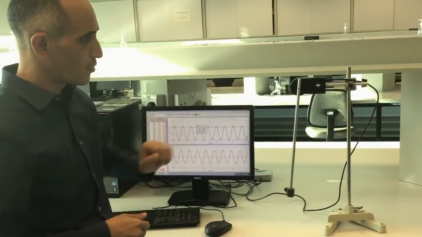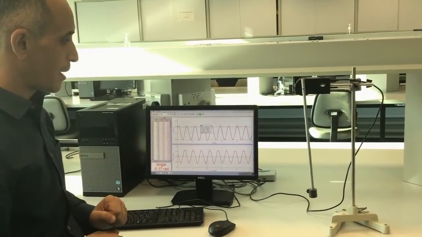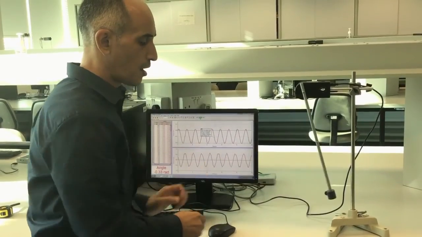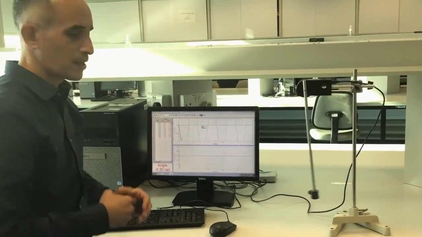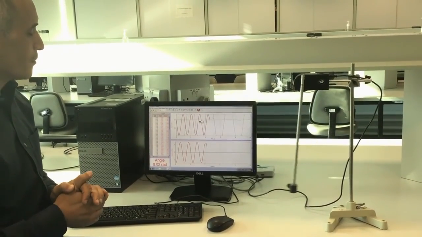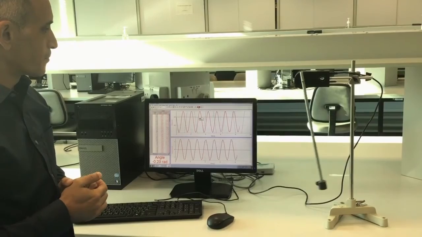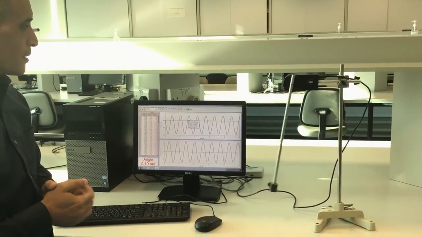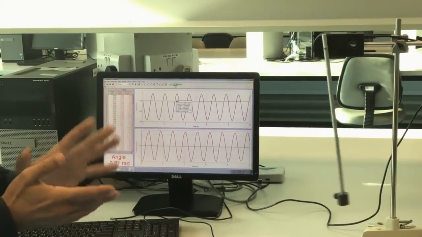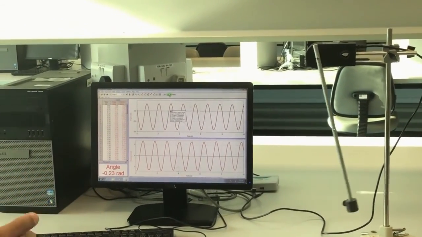Now, after I'm done with this one, I'm going to write the value of omega in my lab report and then repeat with a larger angle. Repeat the same process. And then you'll find the value of omega from the fitting data and write it down in your lab report. Okay, you have to comment about the effect of the angle on the period and the frequency of oscillation.